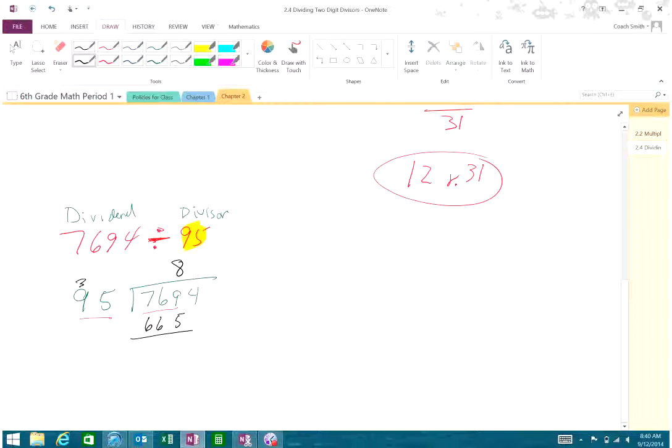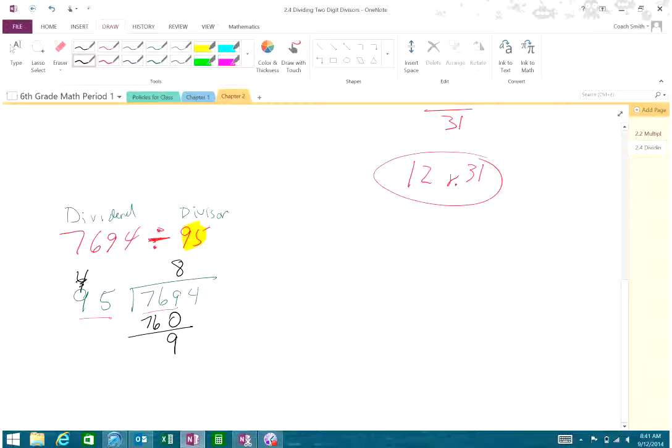Okay, so we erase the 665. We go 8 times 5 is 40, carry my 4. 8 times 9 is 72, plus the 4, 76. Remainder 9.